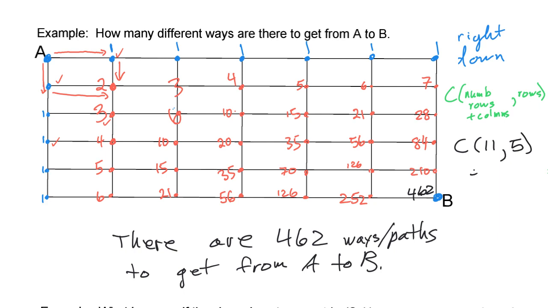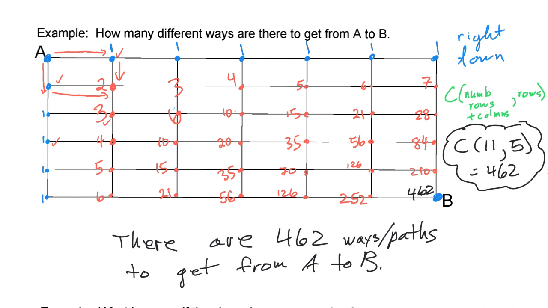And there's your answer, 462, when you punch that in your calculator. So that is the shortcut to find the answer. But when I'm asking you to do a problem like this on the test, I want you to fill out the grid and show me that that is the answer. And then to quickly check would be C of 11 and 5.